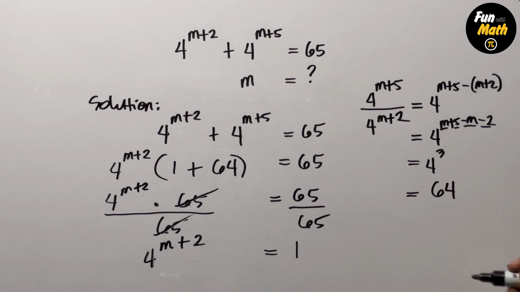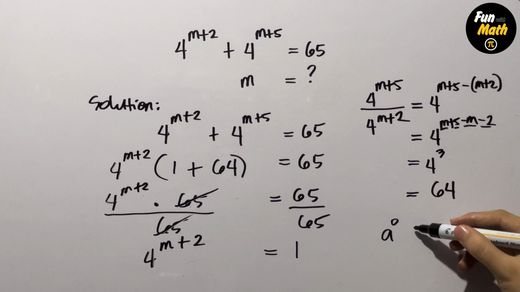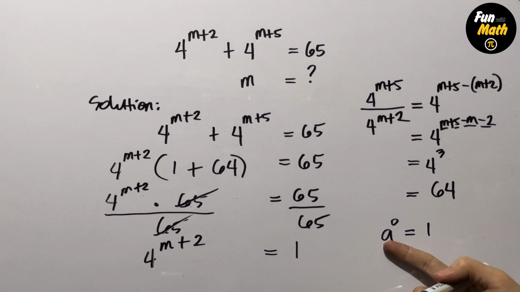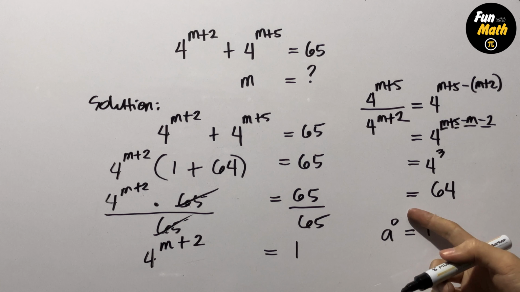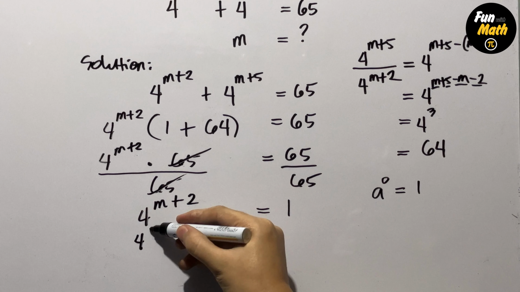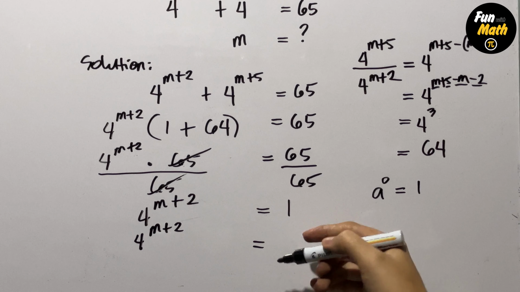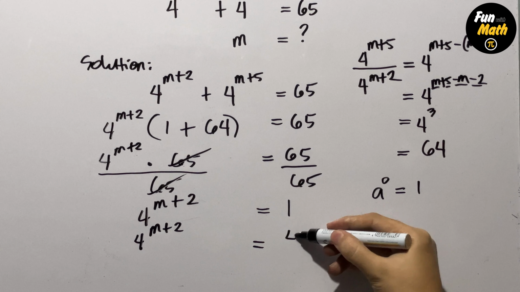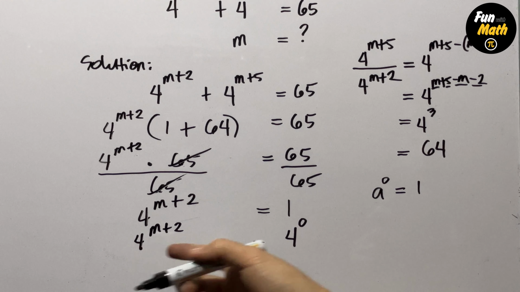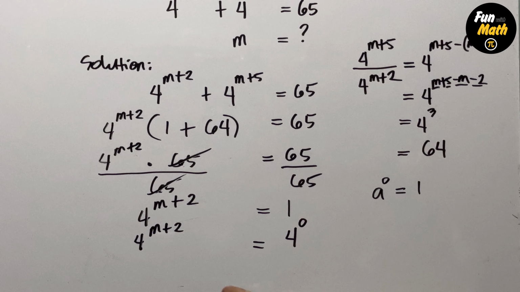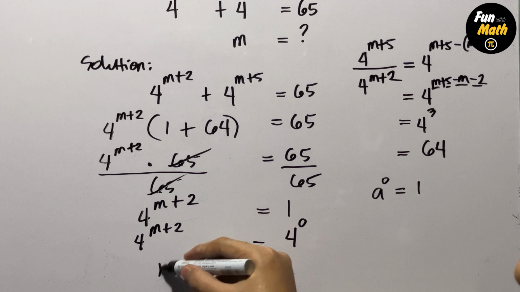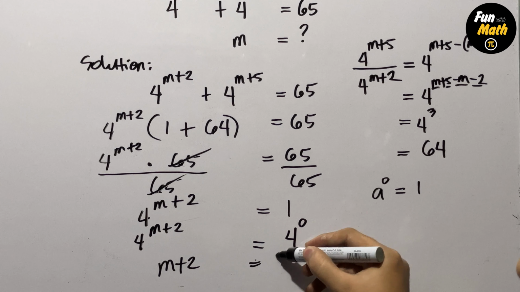Now, there's a rule: a to the power of 0 is always equal to 1. Here, a represents any number, and any number that has a power of 0 is always equal to 1. And now we can write it as 4 to the power of m plus 2 equals 4 to the power of 0, so that their base would be the same, 4 and 4. Since they have the same base, we can equate the power, and that is m plus 2 is equal to 0.